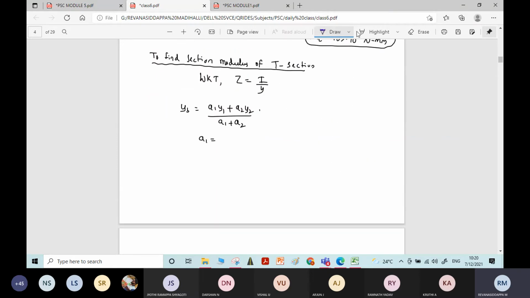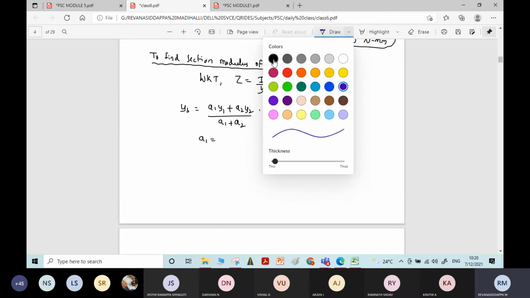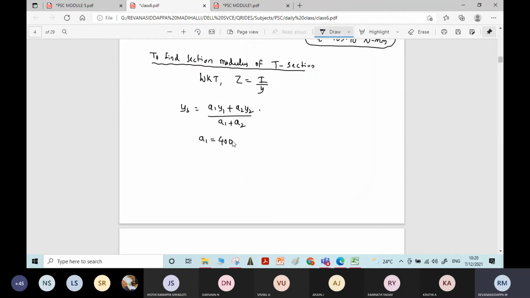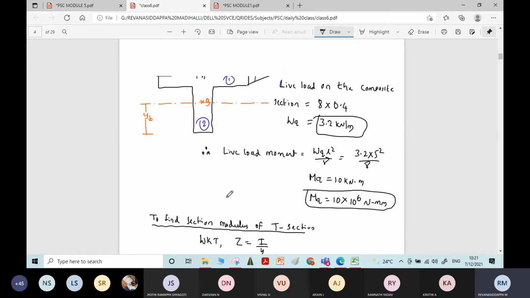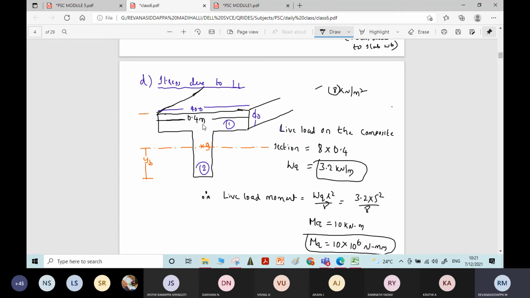So A1 becomes 400 into 40. 400 into 40, so it is 16,000 mm square. And Y1, what is the value of Y1? Tell me. What is Y1 here? Distance of centroid of rectangle 1 from bottom fiber. How much is it?